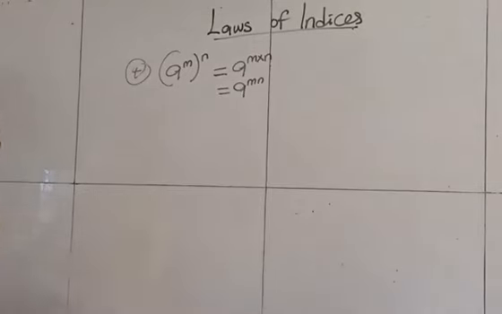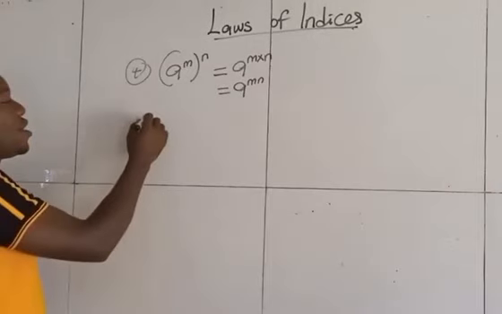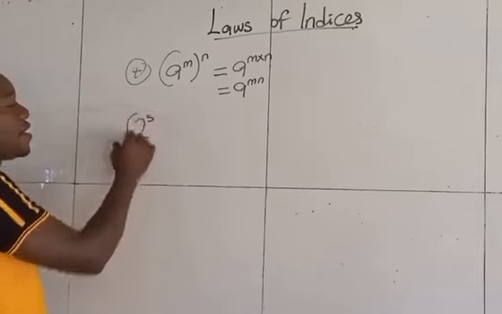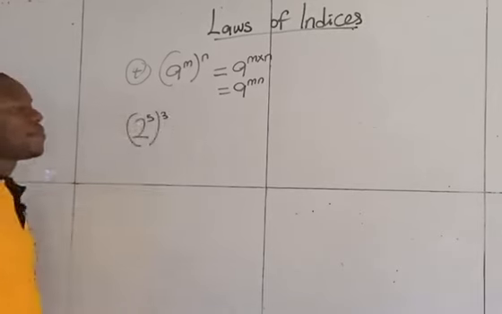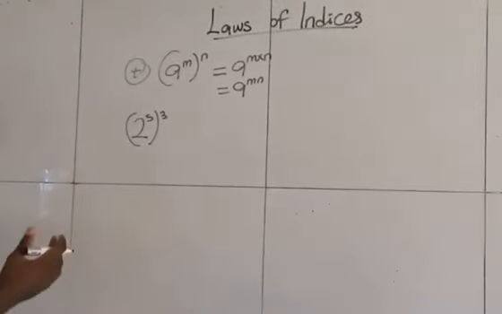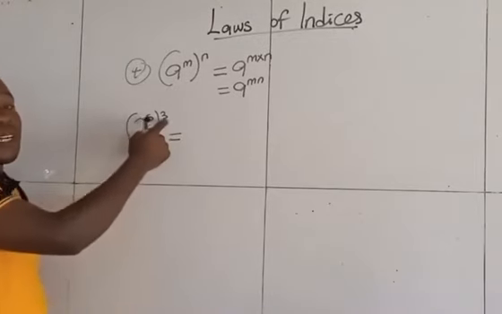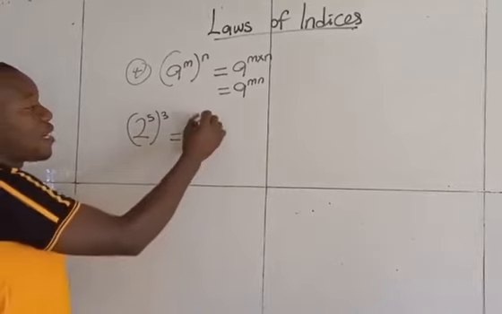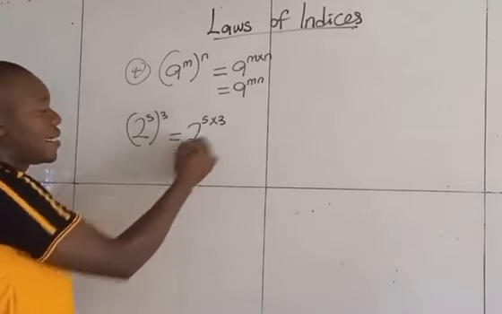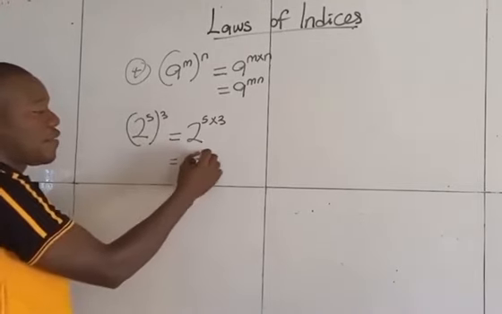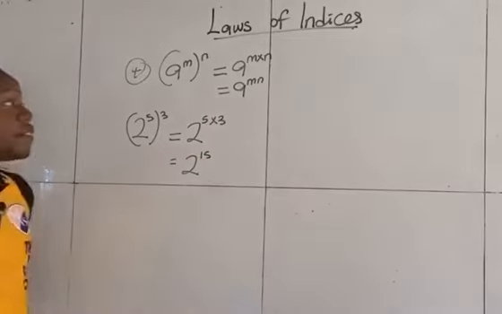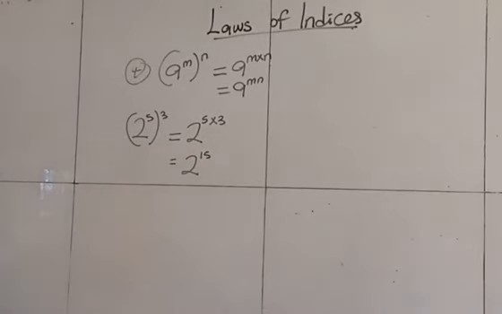A simple illustration, if I have 2 to the power of 5 to the power of 3, 2 raised to the power of 5 raised to the power 3. In this law of indices, you simply multiply the 2 powers. That is 2 raised to the power 5 times 3. That will give me 2 raised to the power 15. The fourth law of indices.